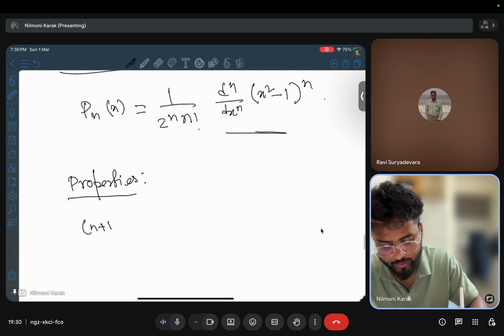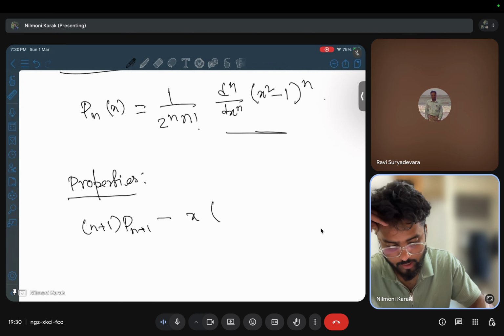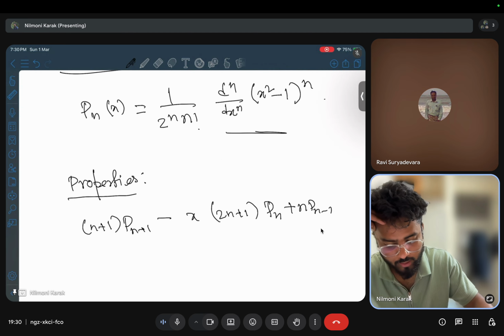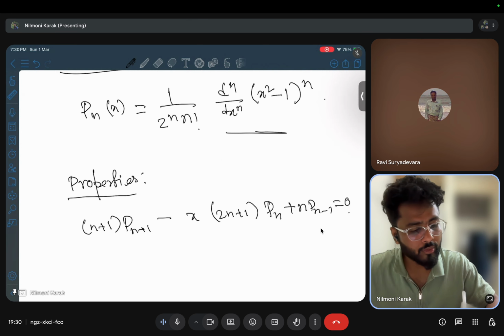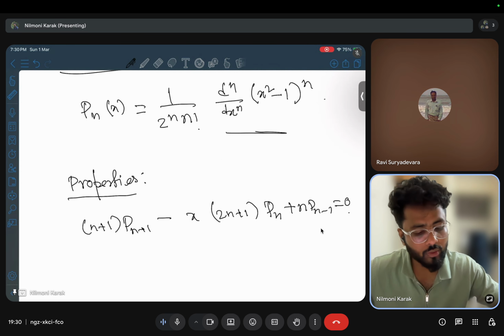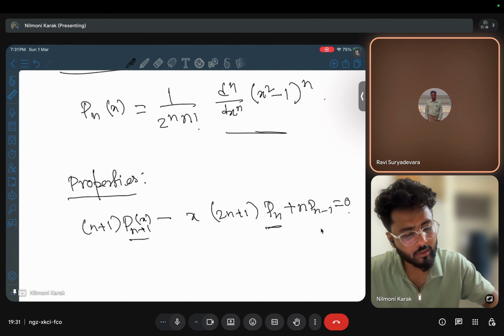This formula satisfies this recurrence formula, so you can say recursion: (n plus 1) P_(n plus 1) minus x times (2n plus 1) P_n plus n P_(n minus 1) equals 0. So just put the values of P_(n plus 1), P_(n minus 1) and P_n, all those values, and you will get it.